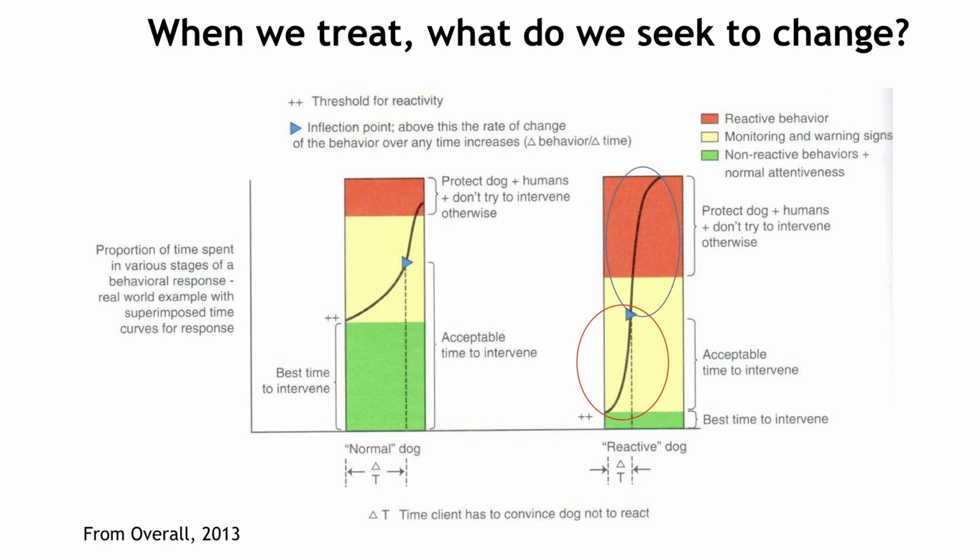So what can we change? When we look at what we can change, the rate at which they get to the inflection point, we can change that part of the curve. And that's the preventive strategy. Or we can change the rate at which and the time they spend in the reactive zone. And that's the role of an interventional treatment.